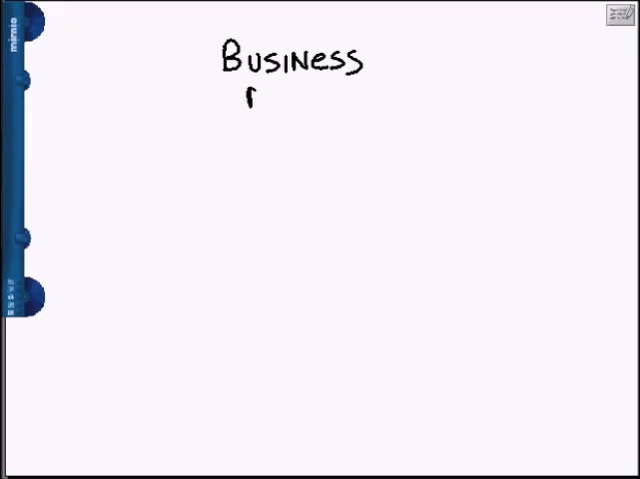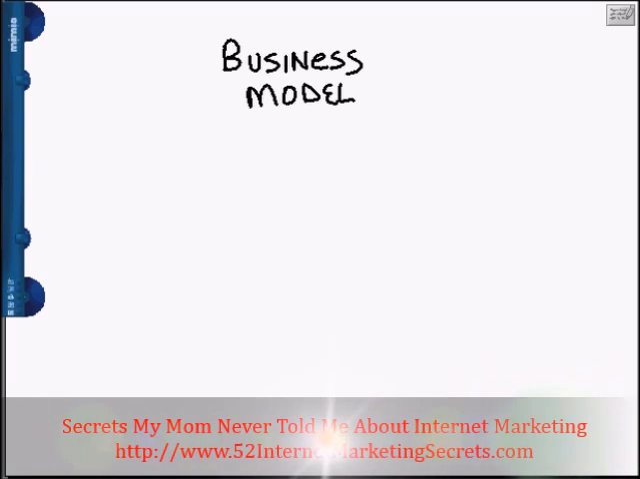I'm going to write down these two words. Business model. Business model. And it says on the map, a clear vision of how you want your business to run. How do you want your business to run? You know what? There are a gazillion ways to run a business.